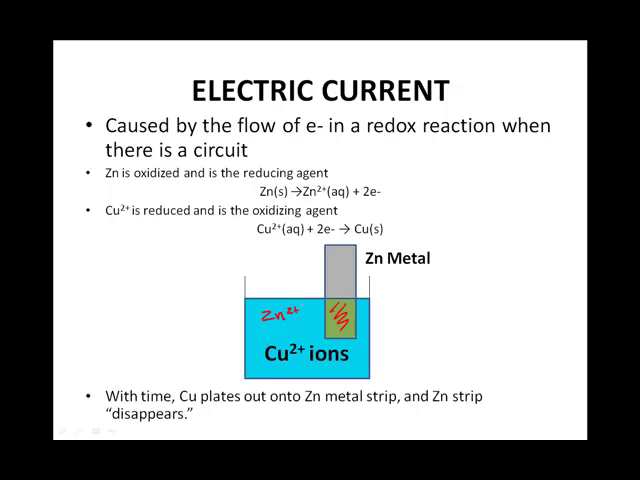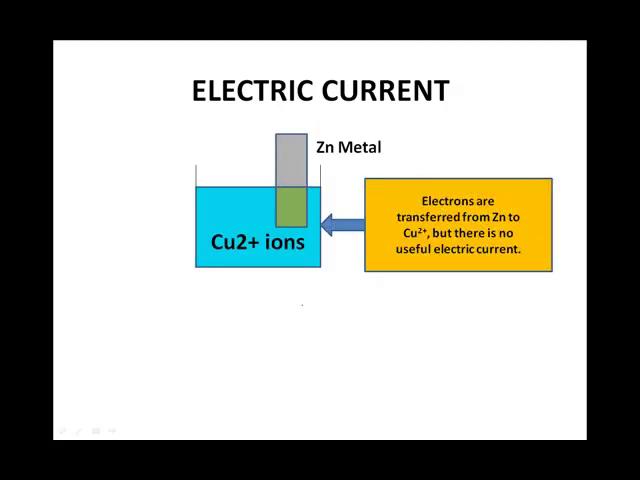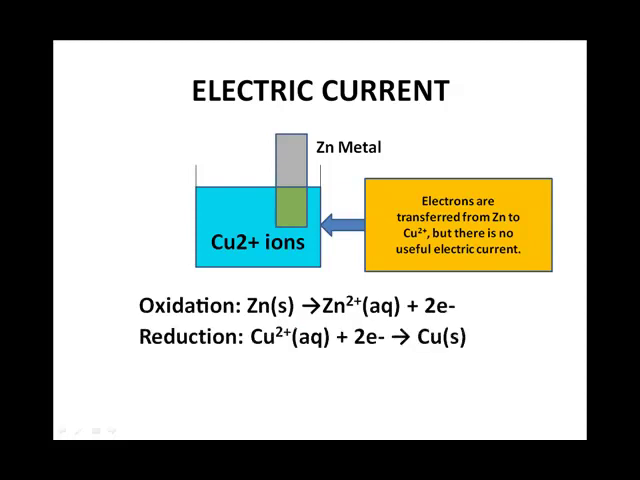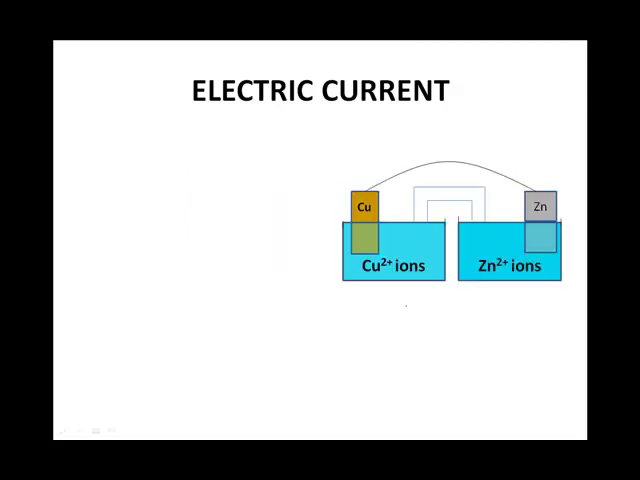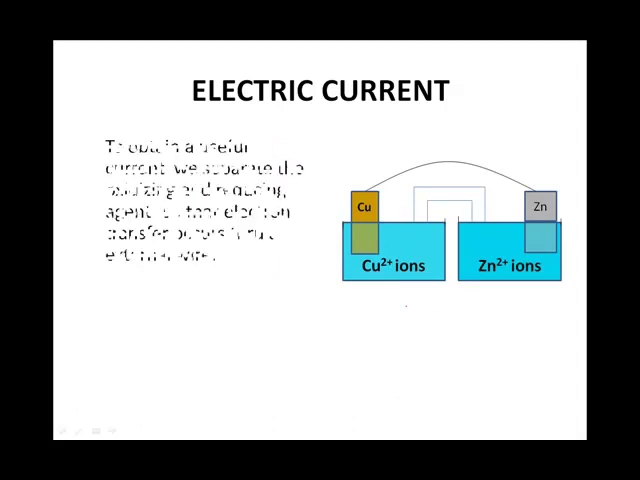However, let's take a look at what's happening here. The electrons are being transferred from zinc to copper 2+, but there is no useful electric current. Even though you do get a redox reaction, the movement of these two electrons is not being utilized. So, when we separate them, however, this is when we can actually get an electric current.